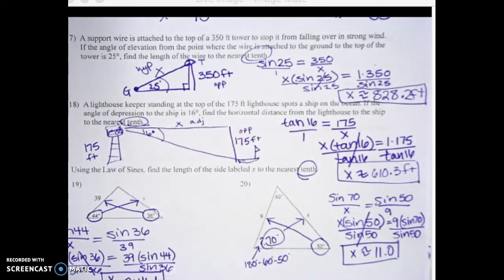Number 18 says a lighthouse keeper standing at the top of a 175-foot lighthouse spots a ship on the ocean. If the angle of depression to the ship is 16 degrees, find the horizontal distance from the lighthouse to the ship to the nearest tenth.